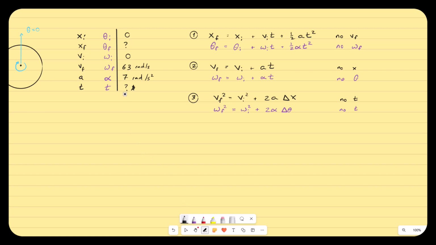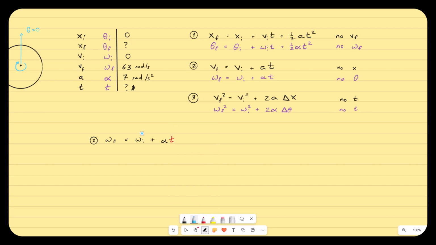I'm looking first for time. I don't have information about X final or theta final. So if I'm looking for time, I can't use equation 3. Time doesn't show up in there. I don't want to use equation 1 because I have X in that equation and I don't have what the actual value of that is, X or theta. So what I'd like to do is use equation 2. Equation 2 says omega final equals omega initial plus alpha times time.